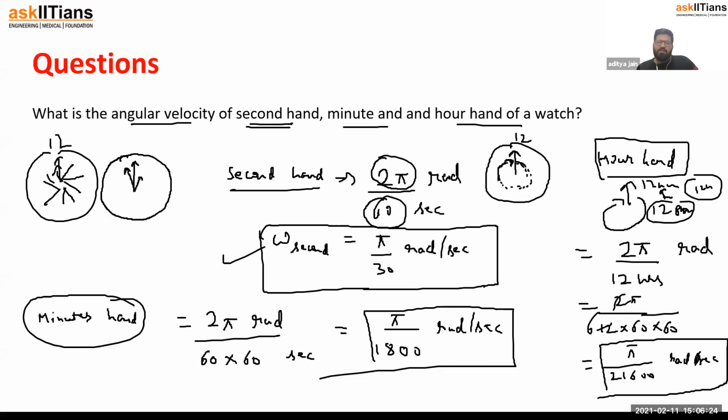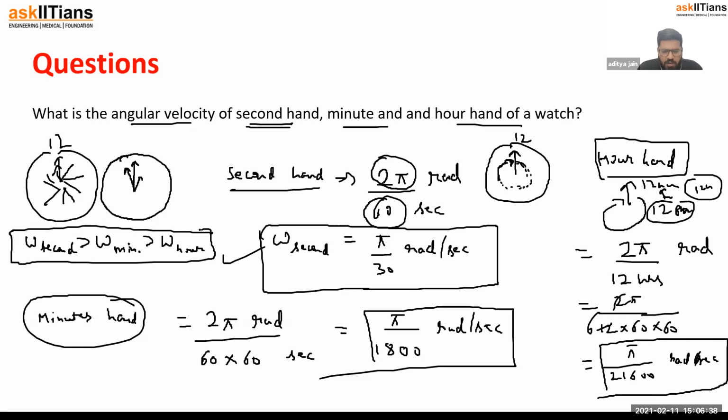You can see the angular velocity of the seconds hand is the highest. The angular velocity of the second hand is greater than that of the minute hand, which is greater than that of the hour hand. This is also a practical observation, because the seconds hand rotates very fast, completing one rotation in 60 seconds, while the minute hand takes 1 hour, so it moves slowly with respect to the seconds hand.